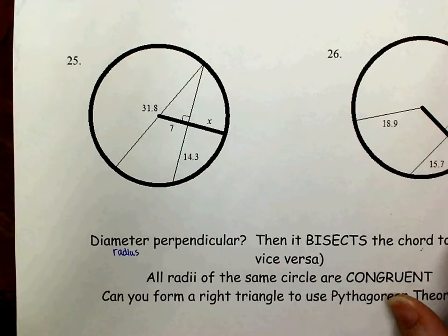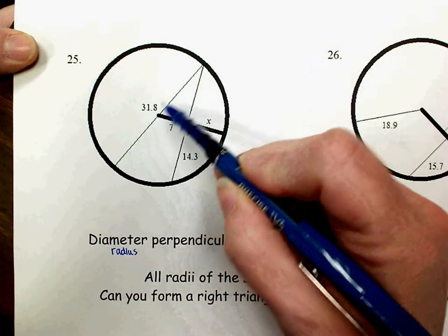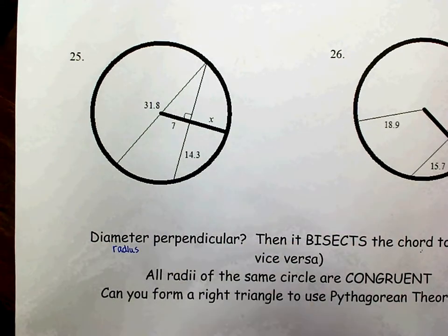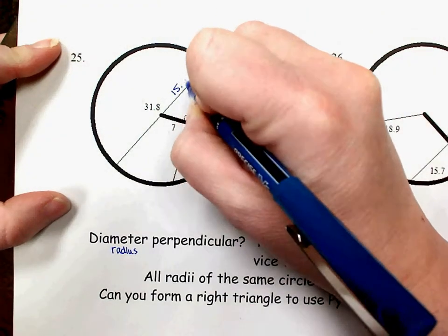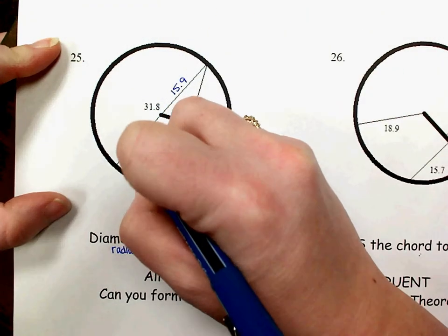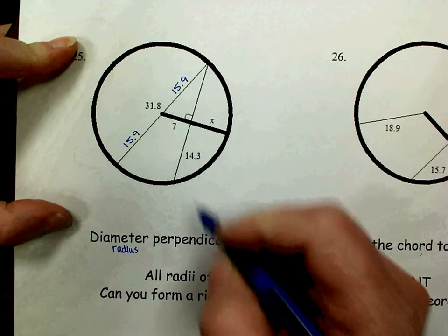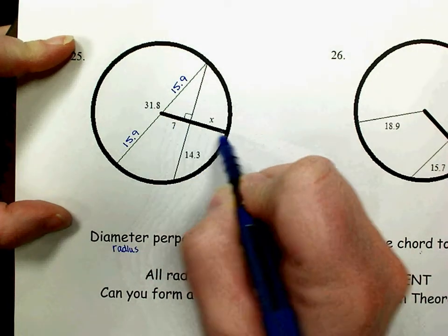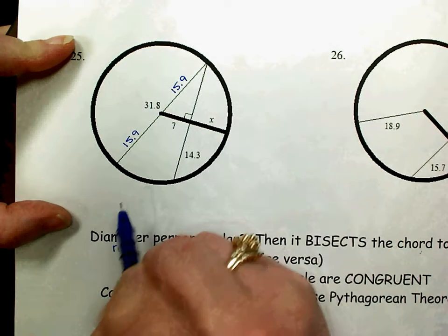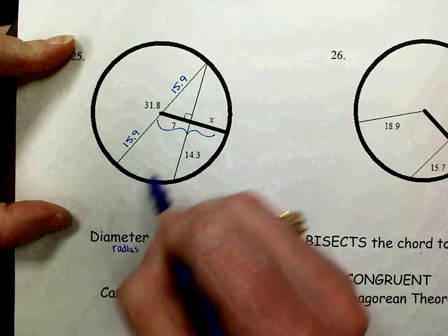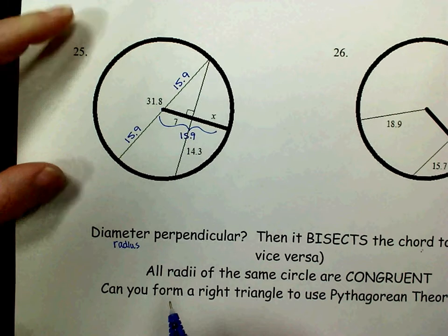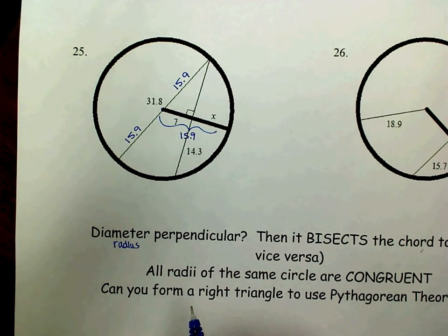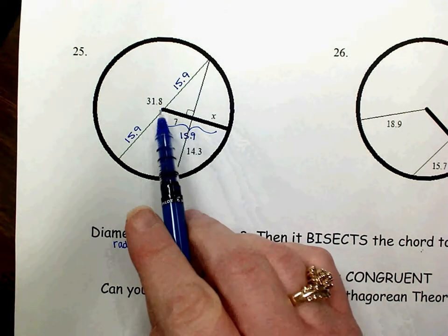So on the first problem here, I'm given a diameter length of 31.8, so I can find the radius length by simply taking that 31.8 and dividing by 2. So I know all radii of this circle have a length of 15.9. So what you need to notice is that this segment right here, from the center to this point here, is another radius. So it is 15.9. So in this particular problem, I don't need to use the Pythagorean theorem to find the value of x. It's part of the radius.